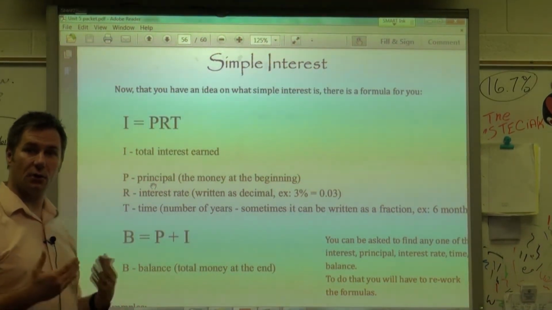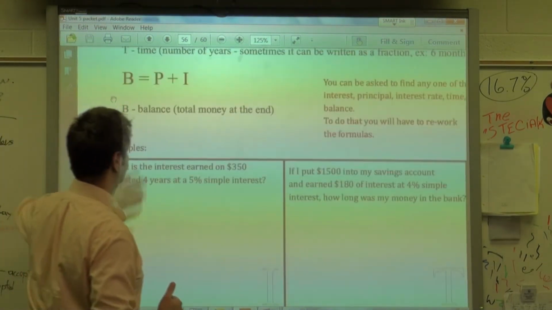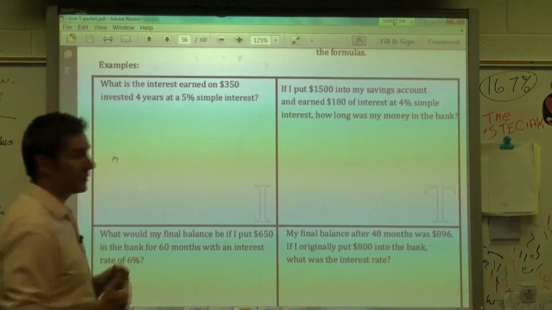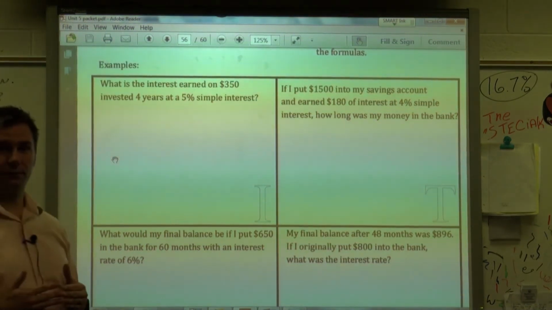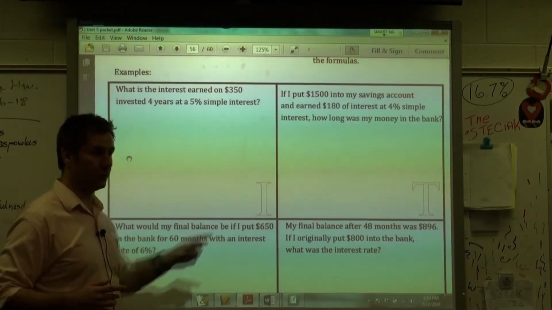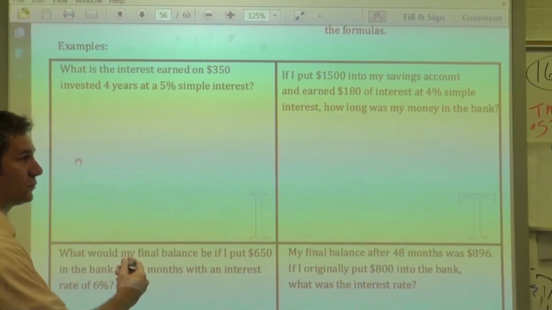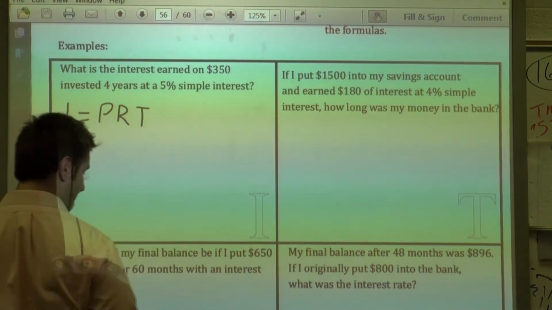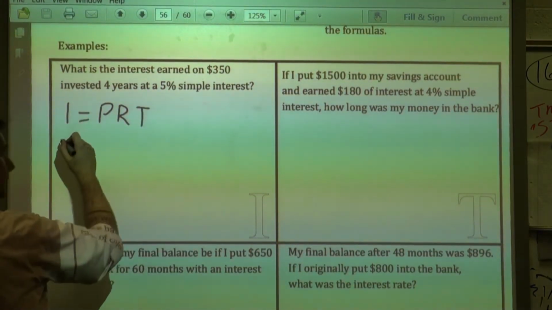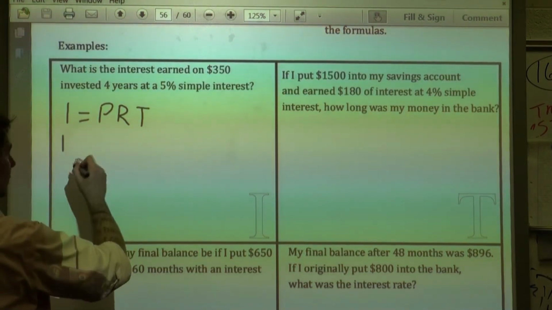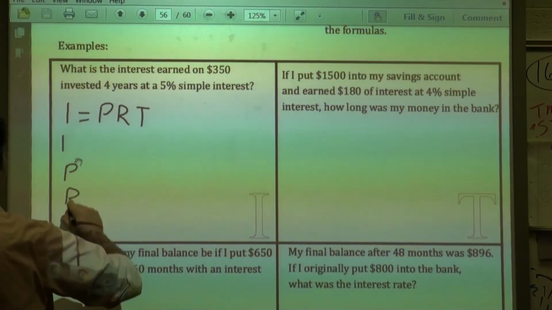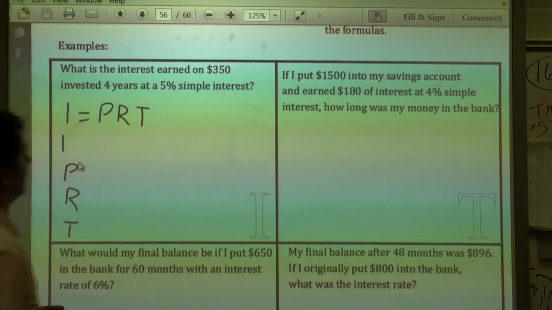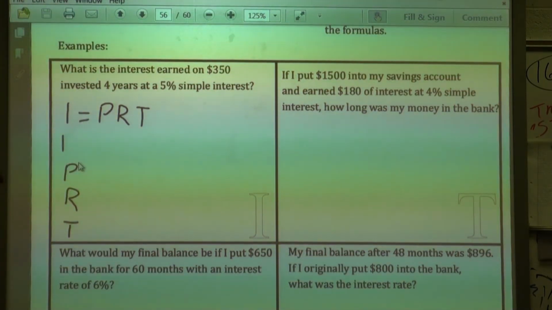Let's go and solve a few problems. Right here we have the first example. In the first example, we are looking for I, which is the interest. The best way to do it is to write yourself the formula. I equals PRT. And right here, note all of the numbers: I, P, R, T. Let's read this together. What is the interest earned on $350 invested 4 years at 5% simple interest?